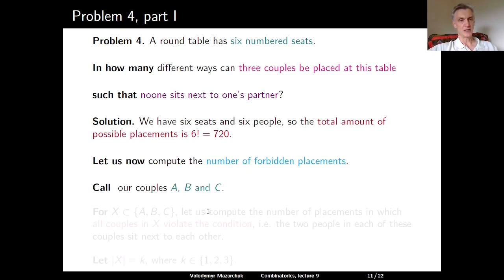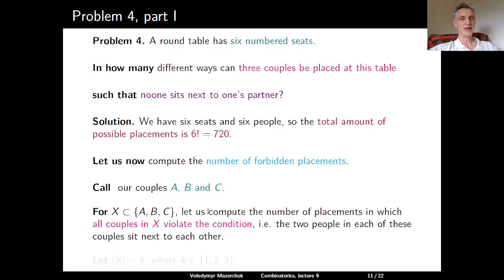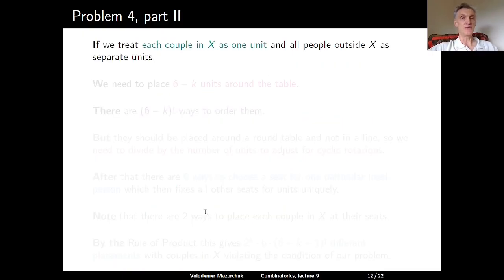Call our couples A, B, and C, and let X be a non-empty subset of the set of all couples. So let us compute the number of placements in which all couples in X violate our condition. That means that the 2 people in each of these couples sit next to each other. Let the cardinality of X be k, and then k is of course either 1 or 2 or 3. So if we treat each couple in X as one unit, and all other people as separate units, we need to place 6 minus k units around our table.